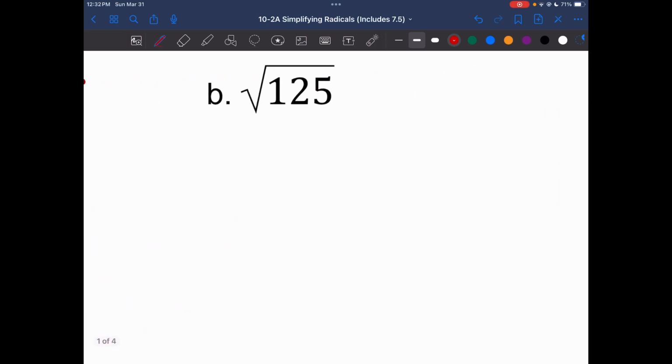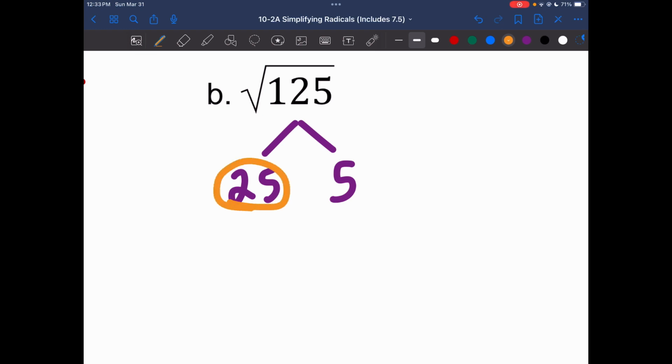So letter B, we have the square root of 125. We know 125 is not a perfect square already, so we're going to break it down into its factors. We have 25 and we have 5. Now, as I look at those factors, do I have something that I can take the square root of? I can. It's 25. We know that the square root of 25 is 5, but I'm going to show you the prime factors anyway because we're looking for this pair, right? 5 times 5 is giving us 25.